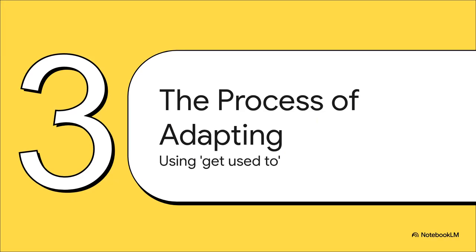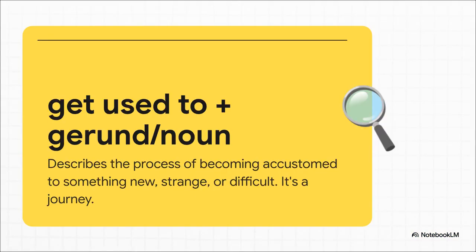And that brings us to number 3, our final phrase. This one is totally different. It's all about the personal journey of adapting to something new. The key word here is process. Get used to is all about the journey. It's that in-between phase when something goes from feeling weird and difficult to feeling normal.